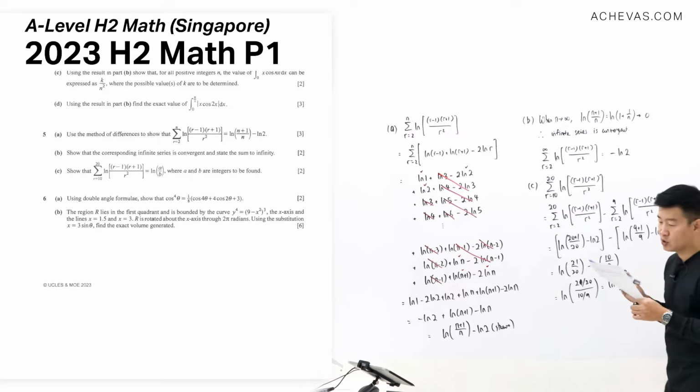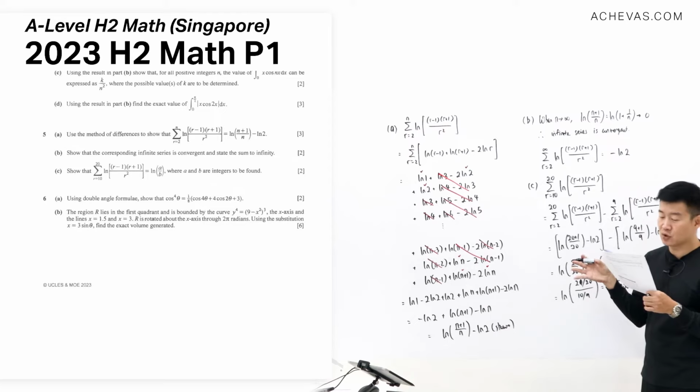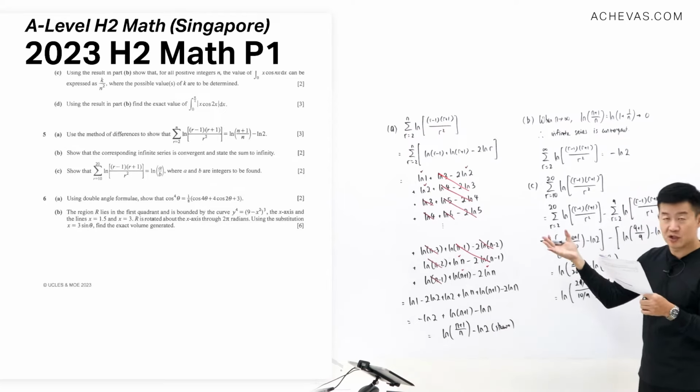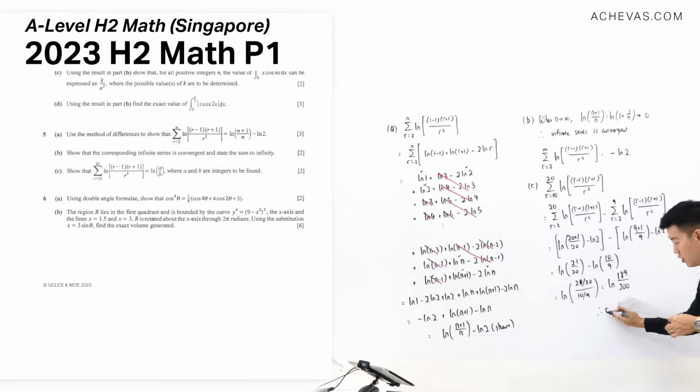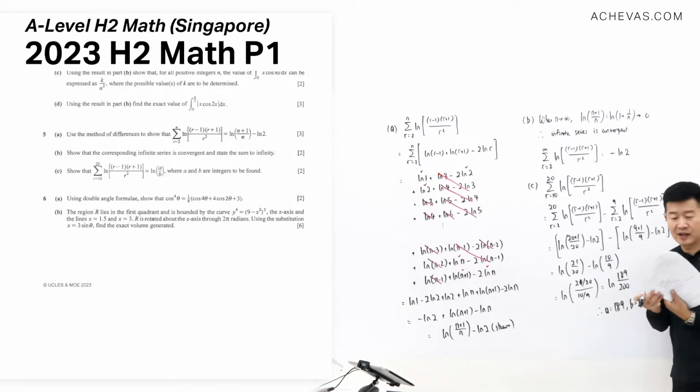So we have just shown the format that the question wants us to show, where according to the format that the question says, a and b are supposed to be integers to be determined. So therefore, a is going to be equal to 189 and b is going to be equal to 200. Okay? Okay, let's move on some more.